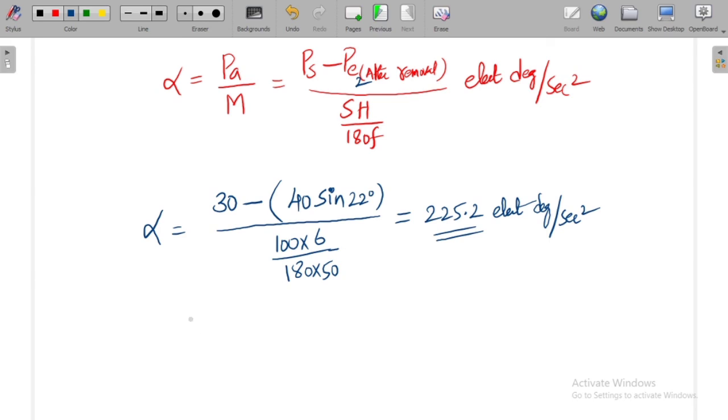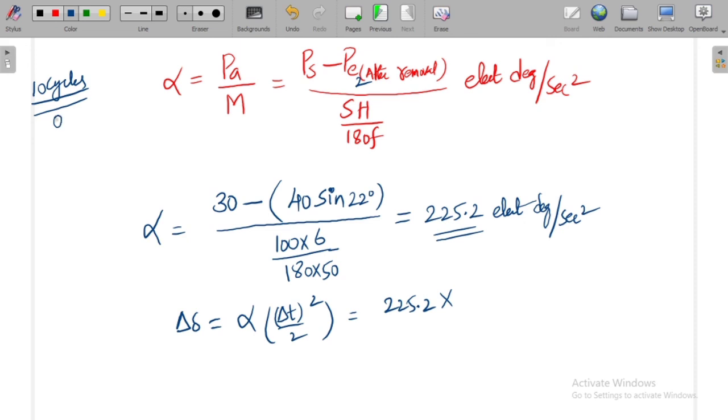This is the alpha value. Now when you know the alpha value, you can find delta delta easily by using the formula alpha into delta t whole square by 2, right? Now what is alpha? It is 225.2 into delta t, the change in time. Because here the acceleration period is maintained for 10 cycles, and 10 cycles means 0.2 seconds, so you will get 0.2 whole square, right? So in order to find delta t, you need to take the concept of frequency.